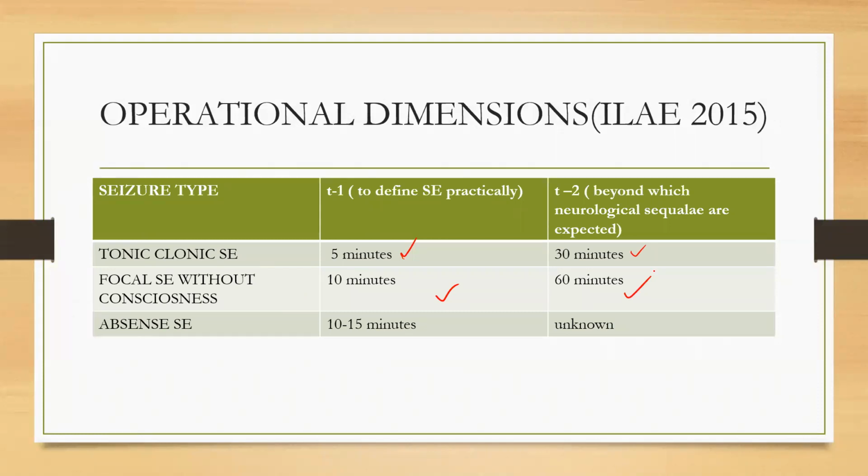And for absence seizures, T1 is 10 to 15 minutes, and T2 is not known, because absence seizures usually tend to persist over a long duration of time. So this is the concept of T1 and T2. T1 is basically the cutoff defining status epilepticus, and T2 is the point beyond which there is permanent neurological sequelae.